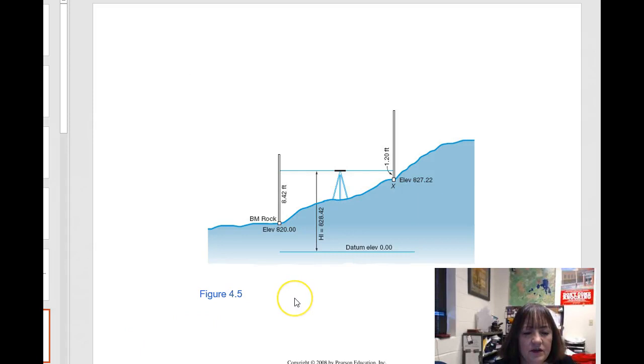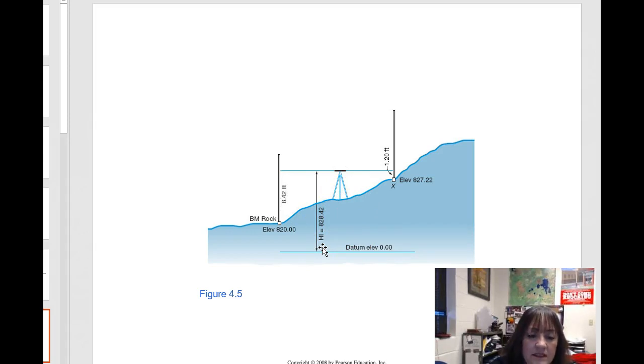All right, so this is a picture showing how we do a differential level. And here are some terminologies that we're going to be using in the next two labs, which will involve working with an automatic level. First of all, this symbol represents the tripod and the level instrument set up on top of the tripod. The term HI stands for the height of the instrument.